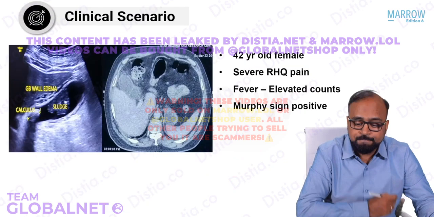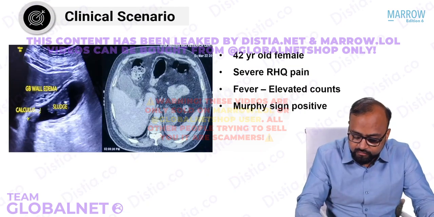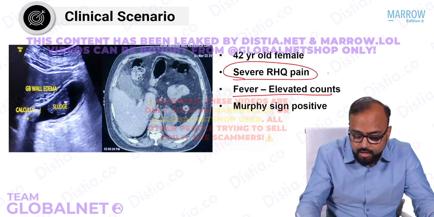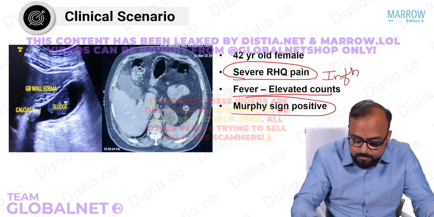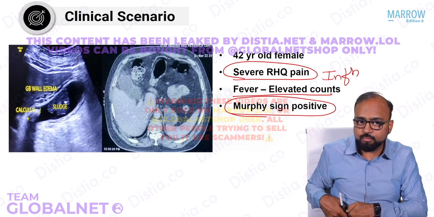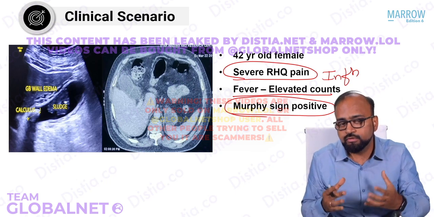So look at this history now. The same 42-year-old female presents in a few days with severe right hypochondriac pain. There is fever and elevated counts. These are signs of infection, and there is Murphy's sign positive. What is clinical Murphy's sign? You palpate or you examine the right hypochondriac area, ask the patient to take a deep breath, and then you observe the expression of the patient.